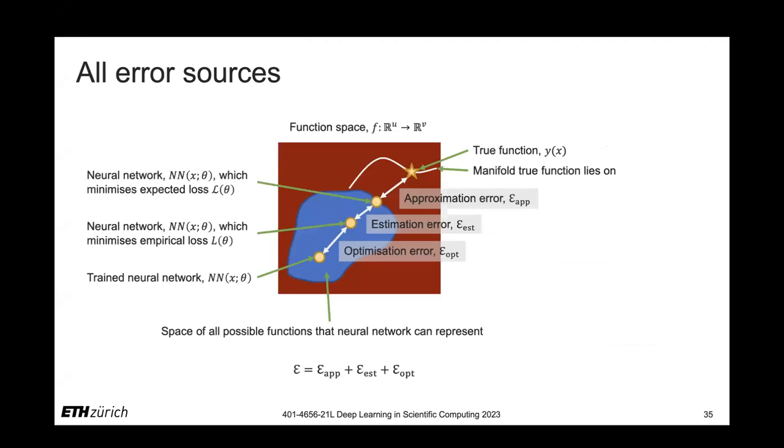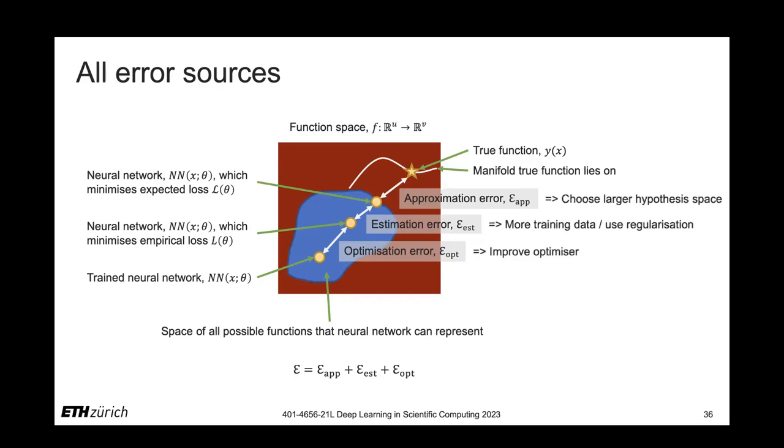Okay, so then we have to think about another error source, and again we can look at this in function space. Remember before we had our true function up here. We had this approximation error, how well a neural network could ever approximate it. Then we have this estimation error, from our training data. And then we have one final error source, the optimization error, which means that the final trained network, over here, might not ever be close to the true function we're trying to model. We can add these error sources together: the total error is the approximation error, plus the estimation error, plus the optimization error.